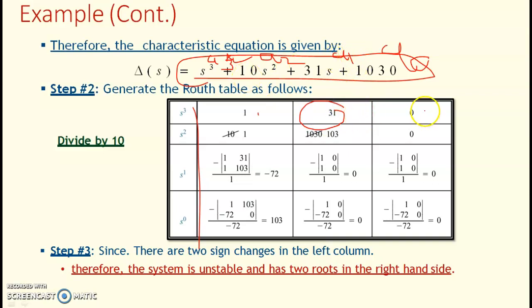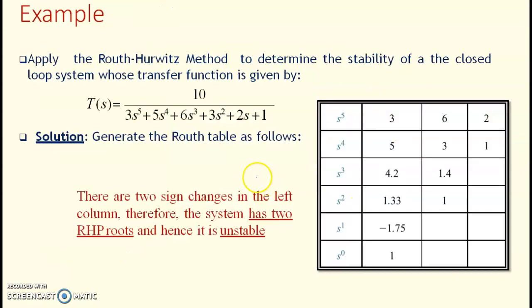a4 is 0, 0, 31, 1. That is the even row. The odd row is 1, 1030, and 0. Cross multiply: 1 into 31 minus 1 into 103. Because here 10 is a common factor, you have to take 10 as common factor. Then if you solve this, you will get the answer. Then, by the Routh method, determine the stability of the closed loop transfer function.